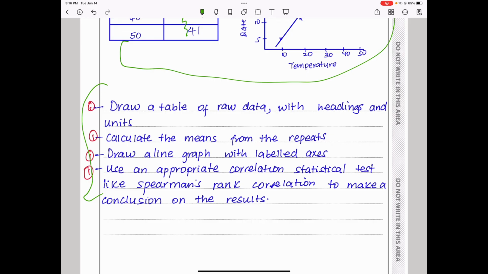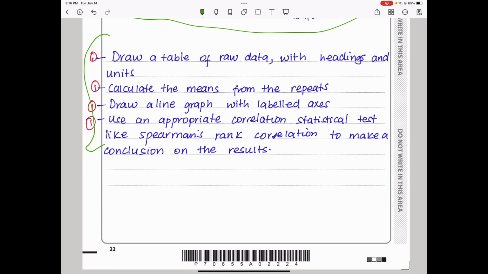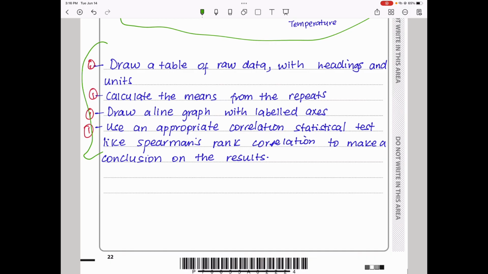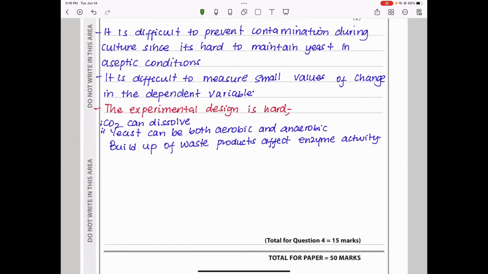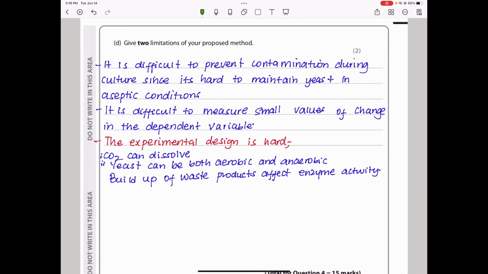Then we will draw a line graph with axes and labels. It's like a scatter diagram, and then we will use an appropriate statistical test. It could be Spearman's, it could be a t-test, it could be anything, so that correlation of the results can be established. And once we do that, we can draw conclusions to determine whether temperature affects the rate or does not affect it. The last part here is, they say, give 2 limitations of your proposed method.